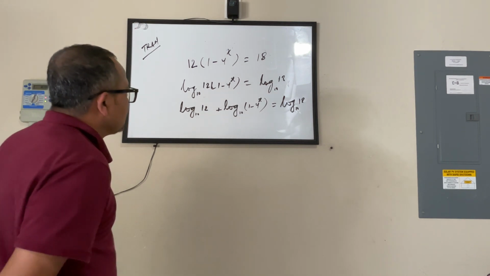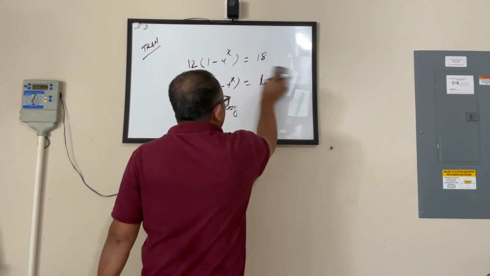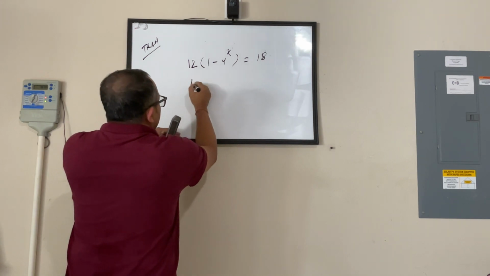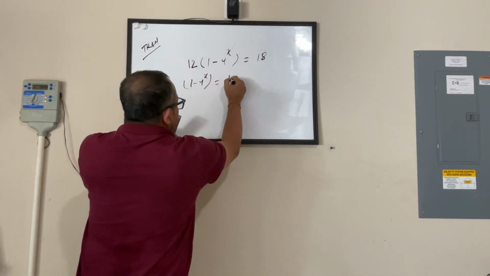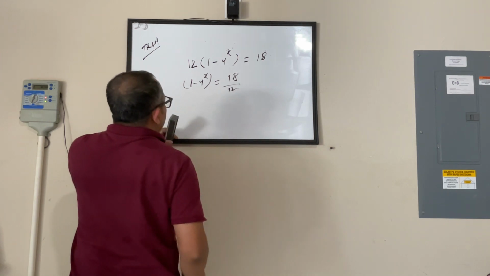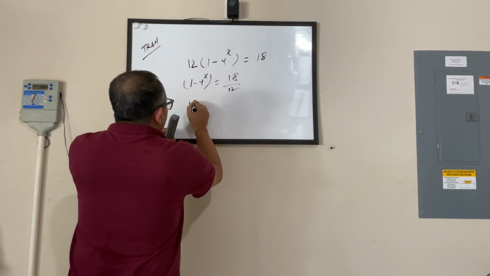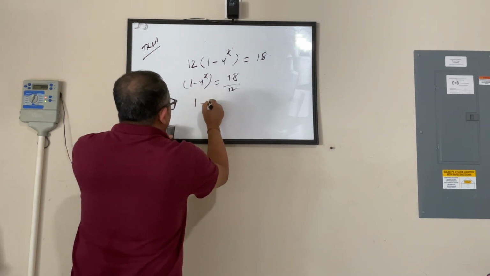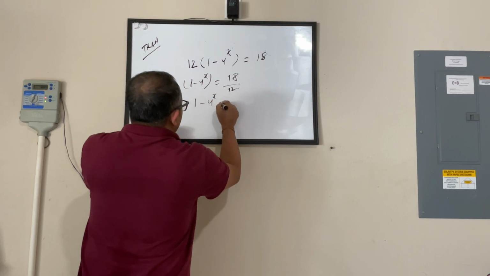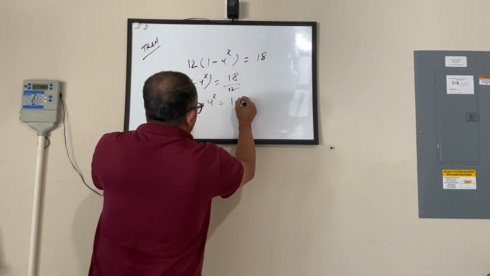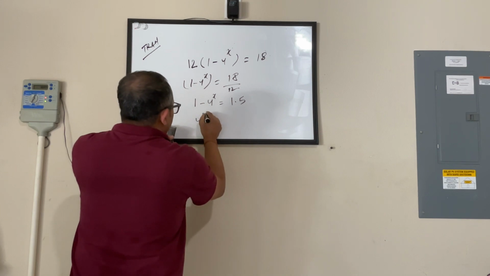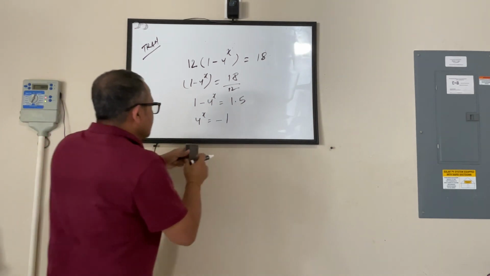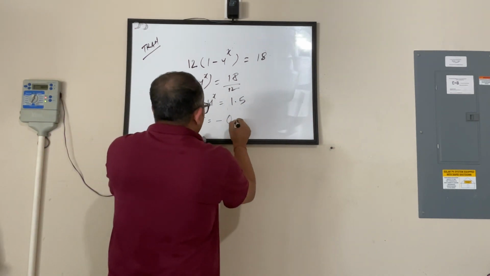But if you don't convert into log in the first place, what we should do is first try simplifying this. So 1 minus 4 to the power x equals 18 by 12, or 1 minus 4 to the power x equals 1.5, or 4 to the power x equals minus 0.5.